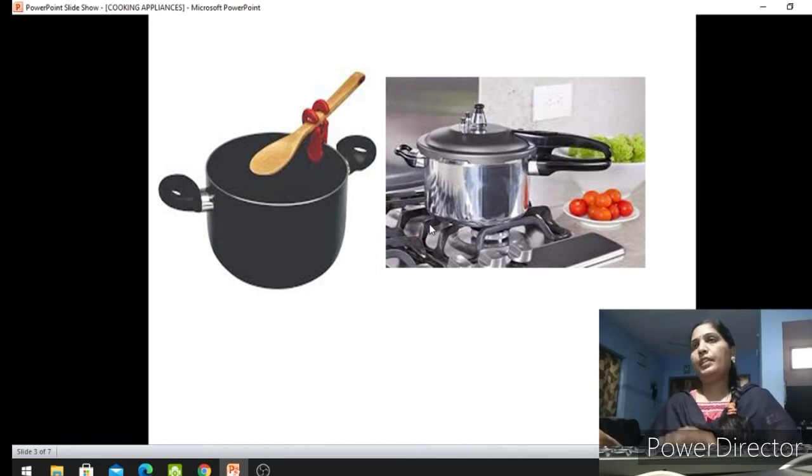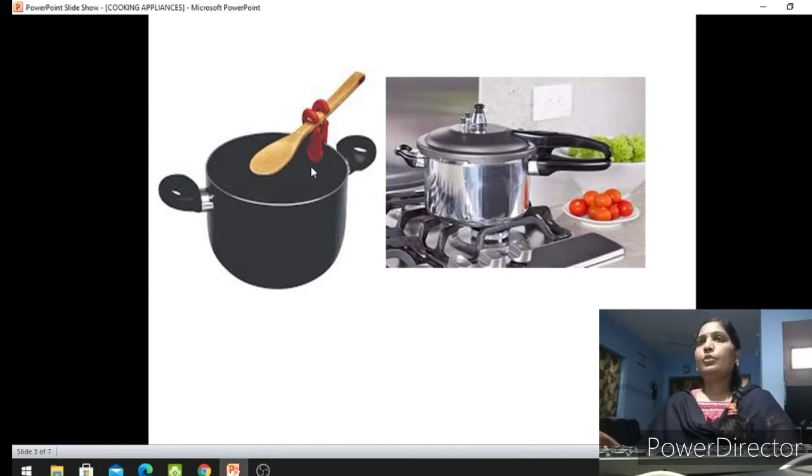Then why is stainless steel better than glass? Because stainless steel can hold the heat and transfer it to the food item cooked in it. So the food gets cooked quickly in stainless steel utensils. When we use glass utensils, after keeping them on the stove, they cannot bear too much heat and they may break.